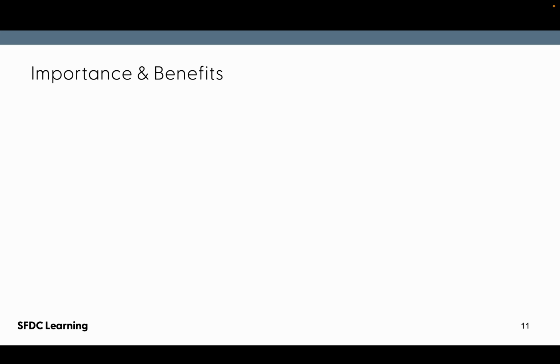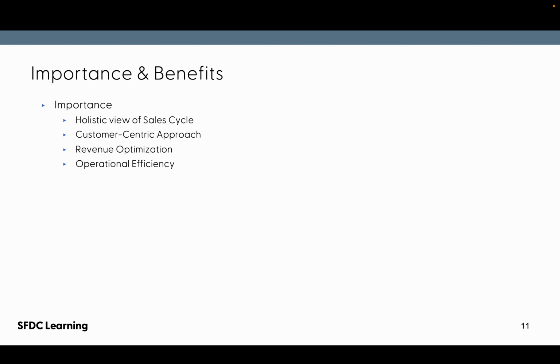So now, the importance and benefits of putting up the lead to cash process. Let's see the importance of the lead to cash process. It provides a holistic view of the sales cycle, right? So with all the processes, at the end of the lead to cash process, you're going to create your reports and dashboards, and that will provide you the holistic view of the sales cycle. Customer centric approach: for each customer you can define your approaches as well, and you can get your 360-degree view of your customer. Revenue optimization: you can optimize your revenue. Operational efficiency: it provides operational efficiency as well.